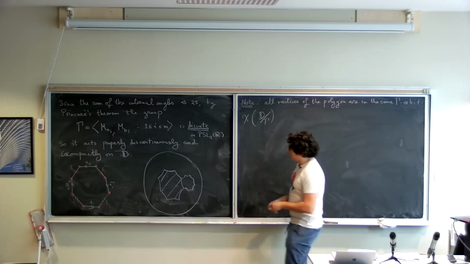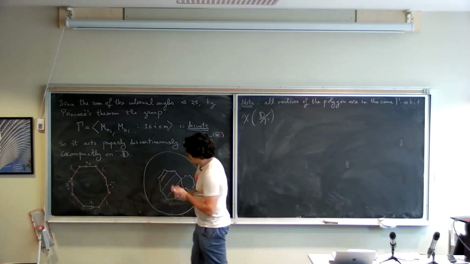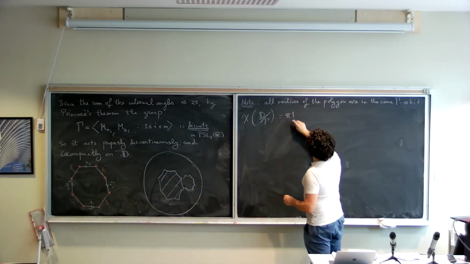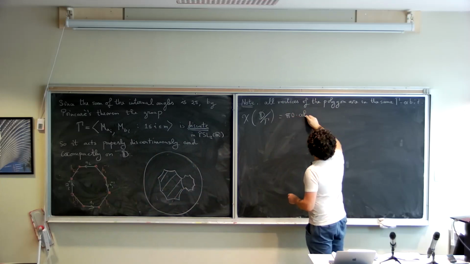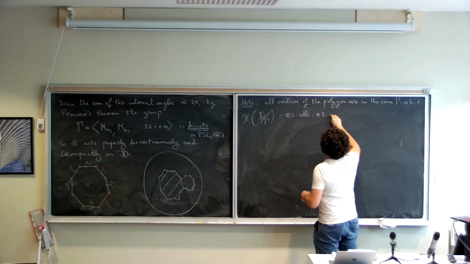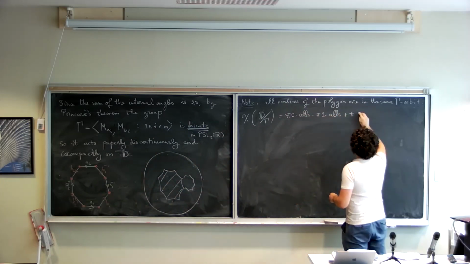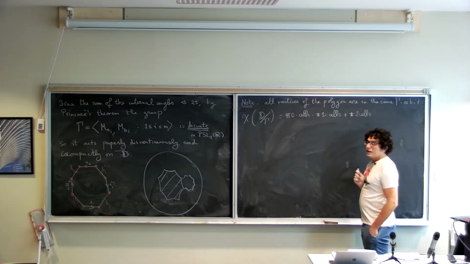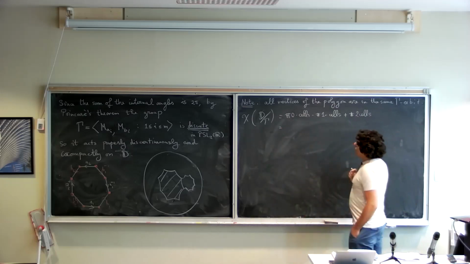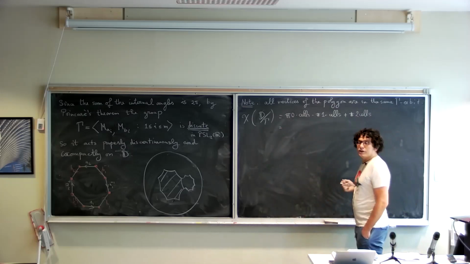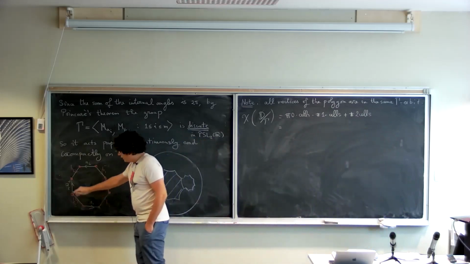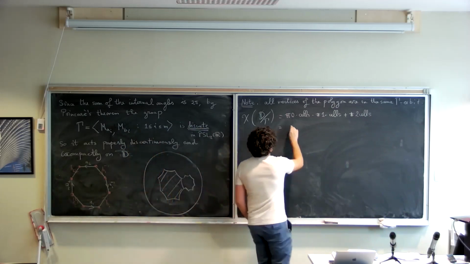Right, so this one you can think of as a cell complex. So how do you compute the Euler characteristic? You take the number of zero cells, minus the number of one cells, plus the number of two cells. And so what is the number of zero cells here in the quotient? It's 1, because all the vertices are identified. So the number is 1.